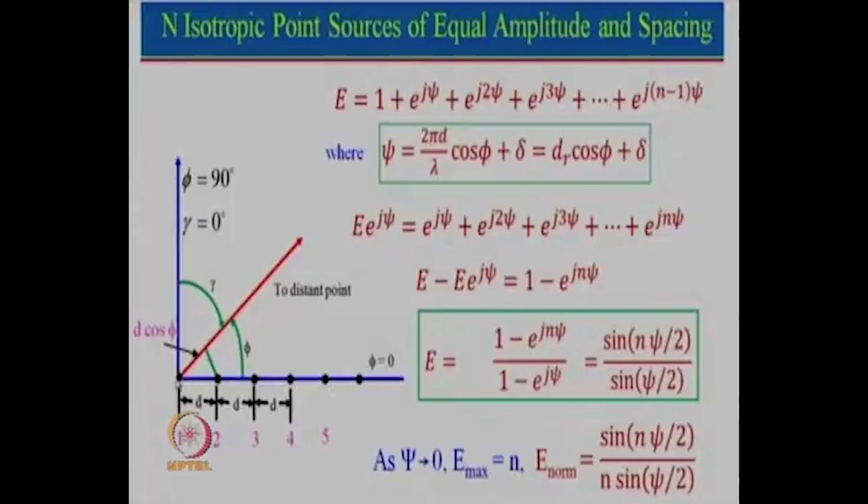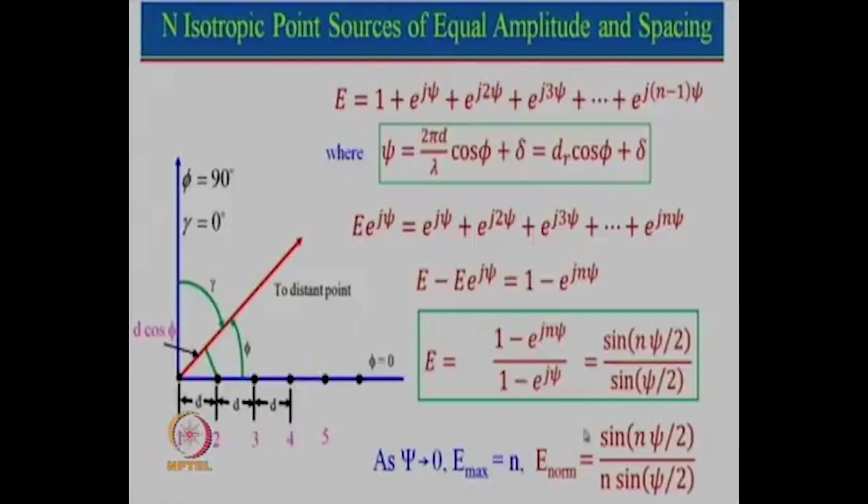We are starting from origin, so that will be the first point here. Axis is same, this is phi equal to 0. So, this will be phi equal to 90 degree over here. So, we can actually now find out what is the total field at a far away point.